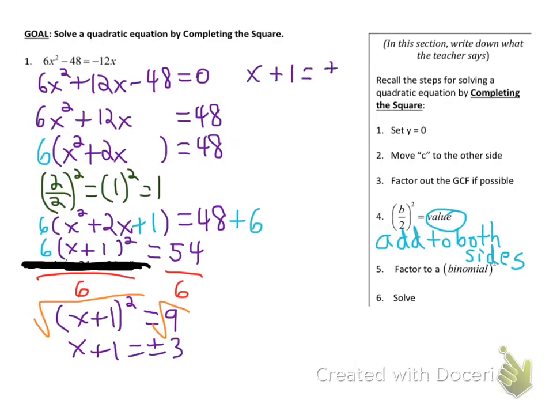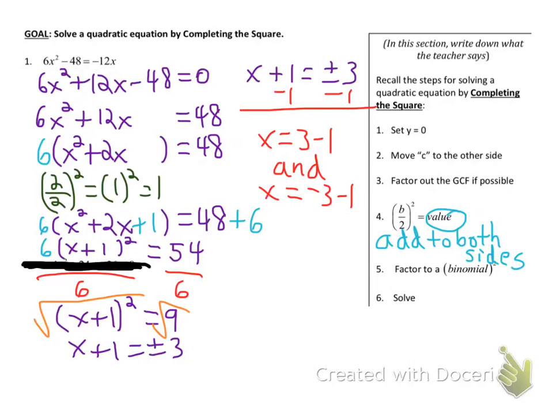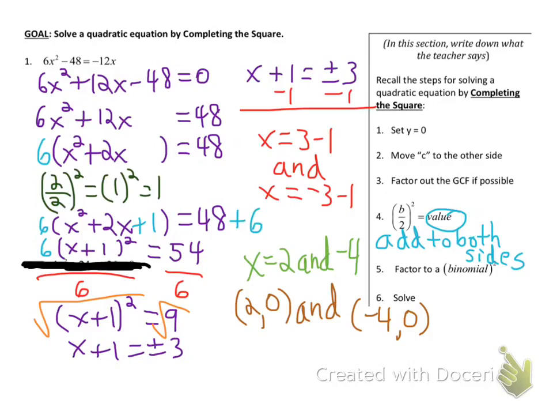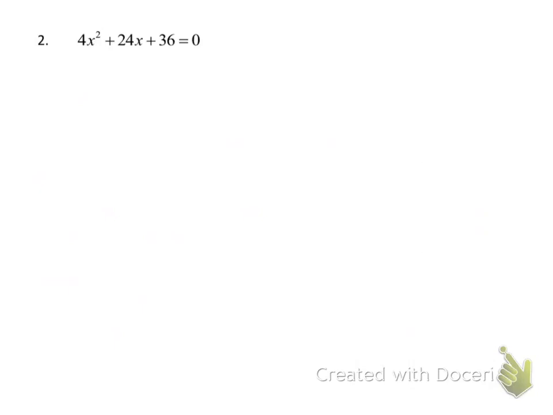Then I will continue by subtracting 1 from both sides. And then I'm going to be left with x equals positive 3 minus 1 and x equals negative 3 minus 1, or x equals 2 and negative 4. And remember that when we solve a quadratic, we're really looking for the x-intercepts because that's where the parabola crosses the x-axis. So if we wanted to write them as x-intercepts, our final answer would be (2, 0) and (-4, 0). So there we have solved our first quadratic by completing the square.